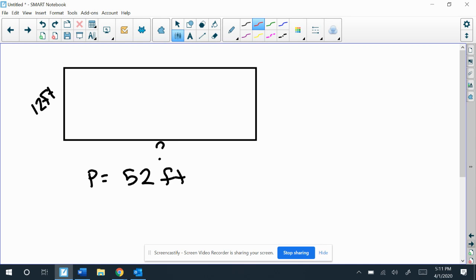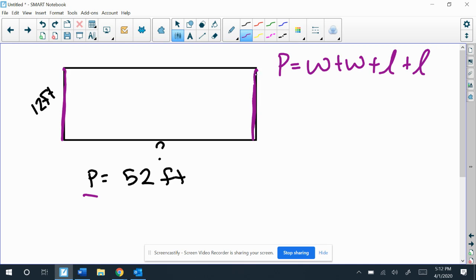Okay, let's see how you did. They give us the perimeter, so I need to know what my equation is for perimeter. Perimeter equals width plus length plus length. So here's my width, and I have 2 of those. And here's my length. I have 2 of these.